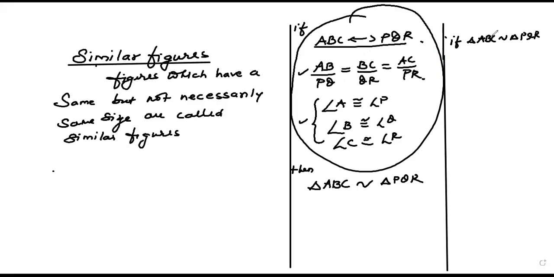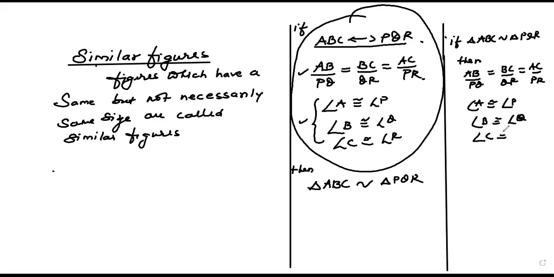If triangle ABC is similar to triangle PQR, if you happen to see it somewhere, then immediately the formula regarding the size should come to your mind. Ratio of the corresponding sides are equal: AB upon PQ equal BC upon QR equal AC upon PR. And corresponding angles are congruent. Angle A congruent angle P. Angle B congruent angle Q. Angle C congruent angle R. I hope you have understood the difference between this and this.